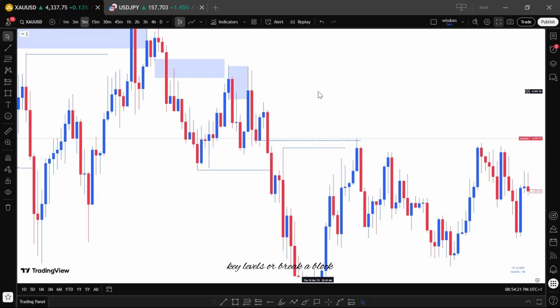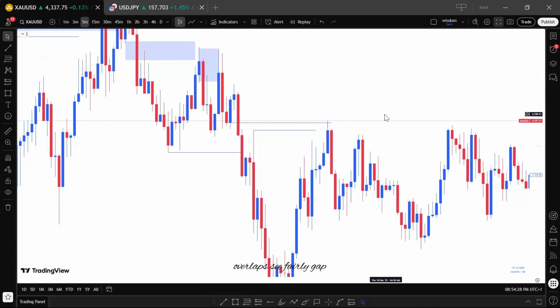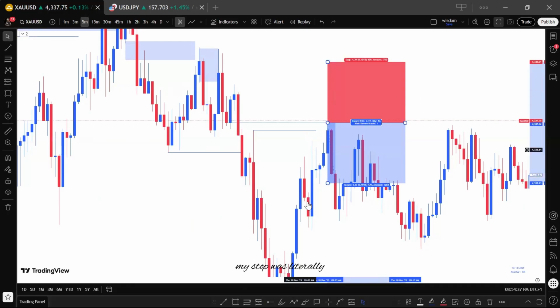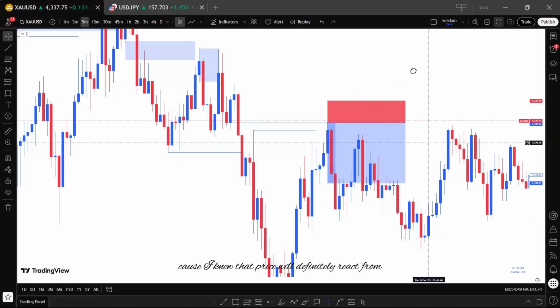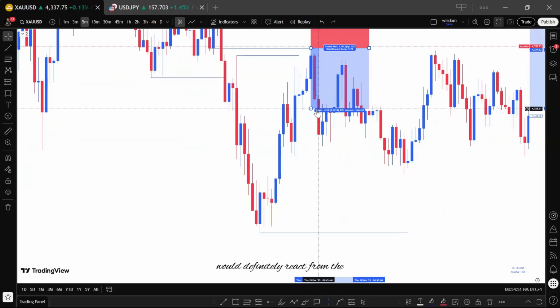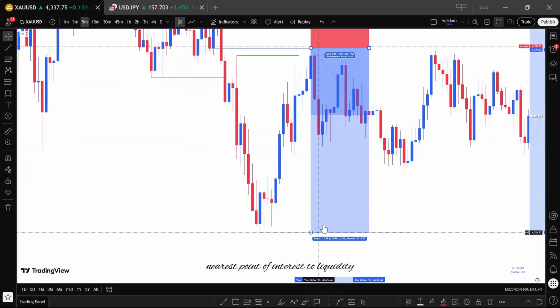Key levels or breaker blocks. So if you actually come, we have this nice key level right here that overlaps the fair value gap. So this was where I got in on the sells from. My stop was just a few pips above this fair value gap, but it did not really cover this demand because I knew that price would definitely react from the nearest point of interest to liquidity.